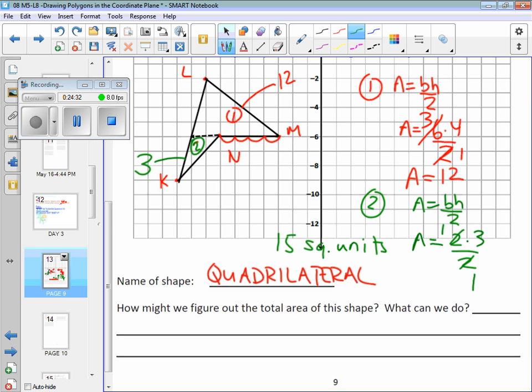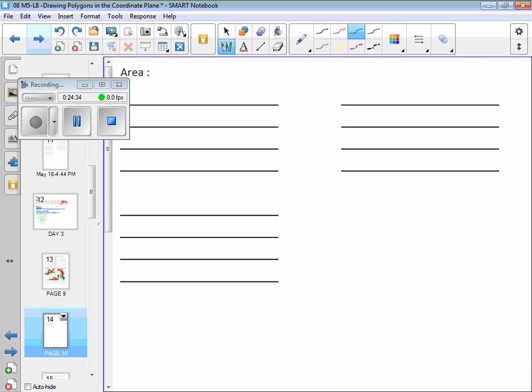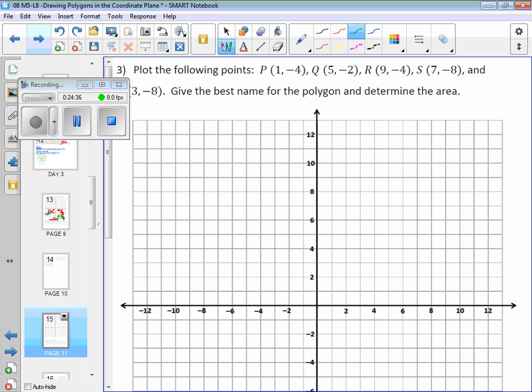Right, page 11, correct. Page 11. It should be 5 points. P, Q, R, S, and T. Yup, connect them, plot them, and connect them, and be careful. You ready? Most of you I've seen. I haven't seen everybody, but most of you. Okay. What's the name of the shape?